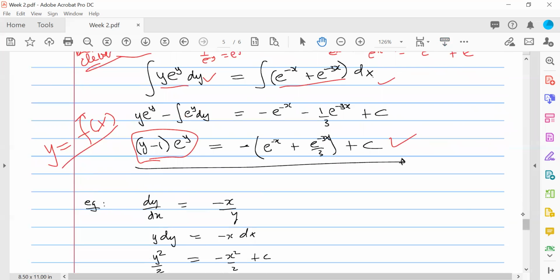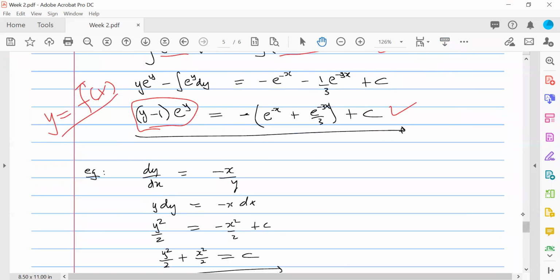All right, so that's the solution. This is a general solution. So we are representing a family of solutions here, which are dependent on C. So if you are to get the value of C, you have to apply initial conditions.